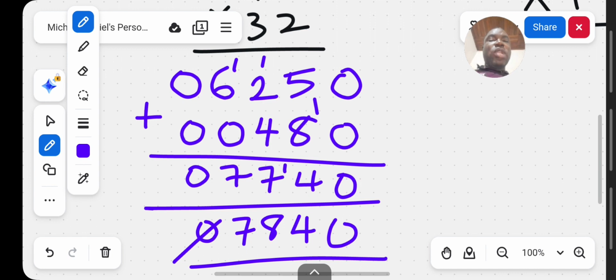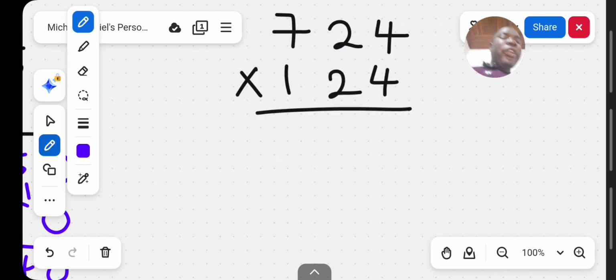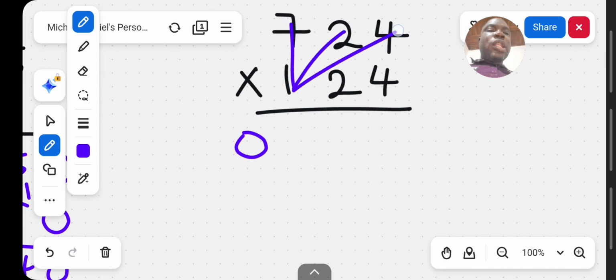Okay, the next one we'll be dealing with is 3 by 3. This is 2 by 2. Let's deal with 3 by 3. For the 3 by 3, it's still the same principle. No different. Just listen. So remember, you always start with 0. After starting with 0, for the first digit, we'll do 1 times 7, then 1 times 2, and then 1 times 4.